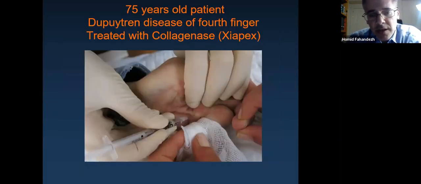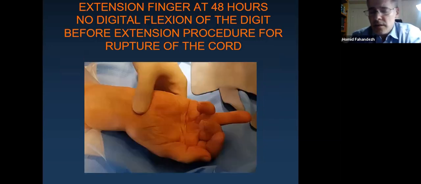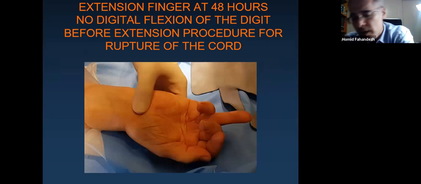So it's helpful also. Finally, this is a case of Dupuytren disease. It's a 74-year-old man. We used CAPS for this case, and at 24 hours after the infiltration, the patient felt one snap at the finger, and he came to my office with the finger in extension.